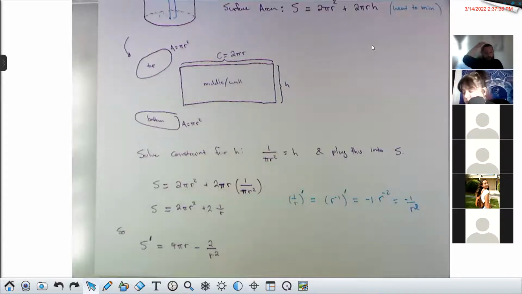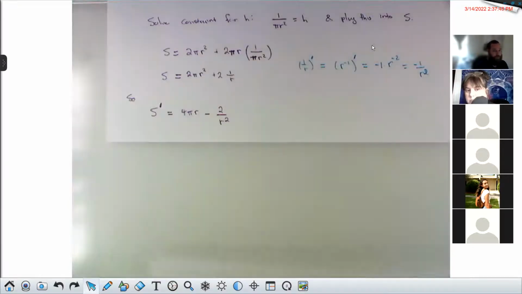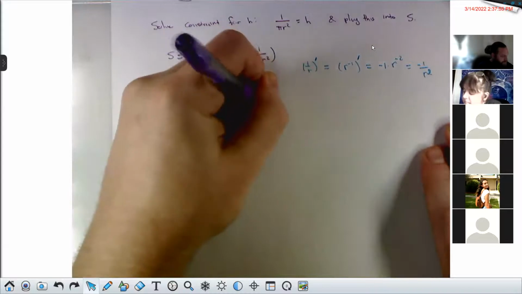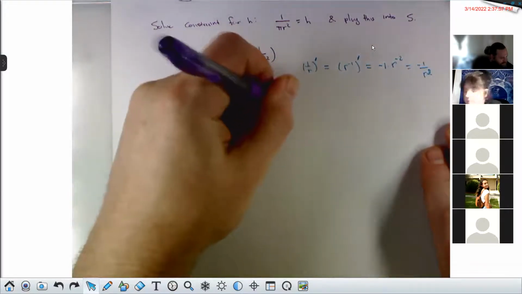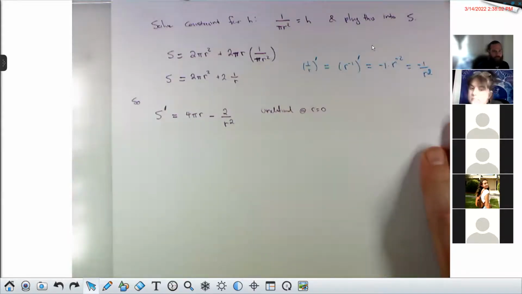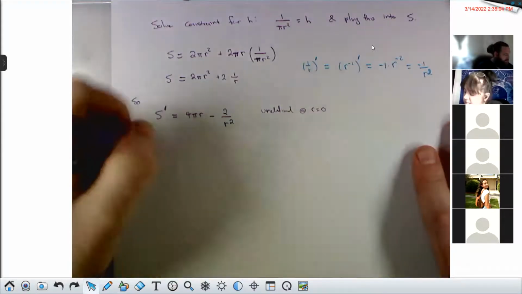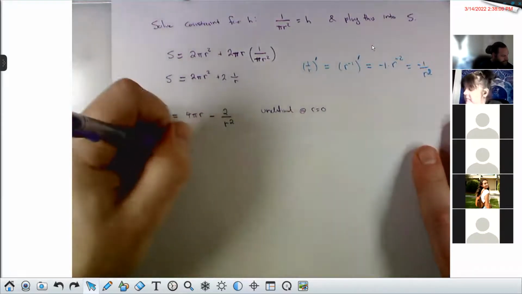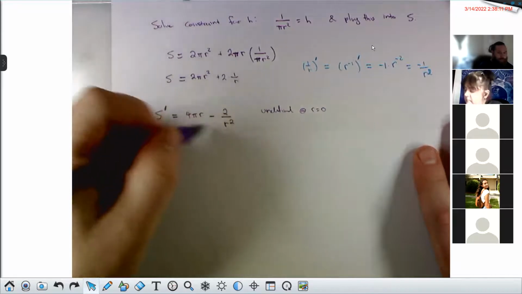And I need to find critical numbers, right? My goal is to minimize this. So to find the critical numbers here, I'm going to have a common denominator. I want to find anywhere this thing is equal to 0 or undefined. Clearly, this is undefined at 0. To find out where this is equal to 0, I'll have a common denominator.